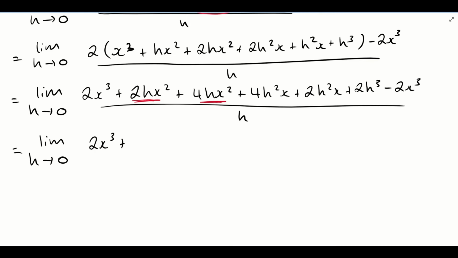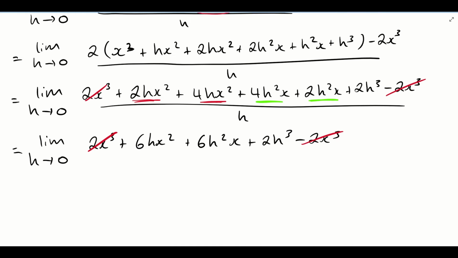2x cubed, we have 2hx squared and 4hx squared, so we can get 6hx squared. And if we group the h squared x's, we have 4h squared x and 2h squared x. So we end up with 6h squared x. And then we have the 2h cubed left over, take away the 2x cubed. And there's another cancel out here, right? This 2x cubed and this minus 2x cubed, these two here, they're going to cancel as well. So we can get those out of it.